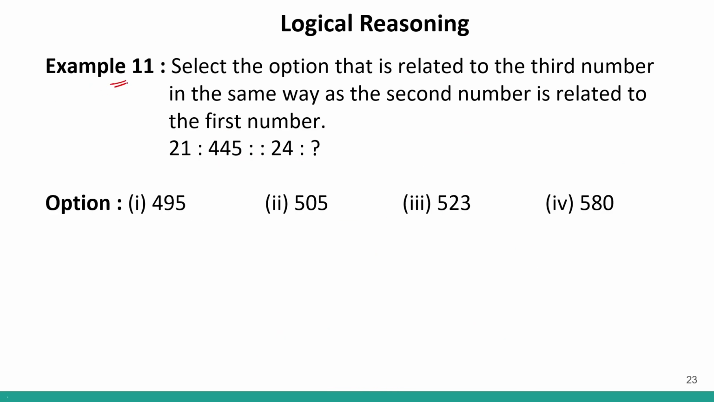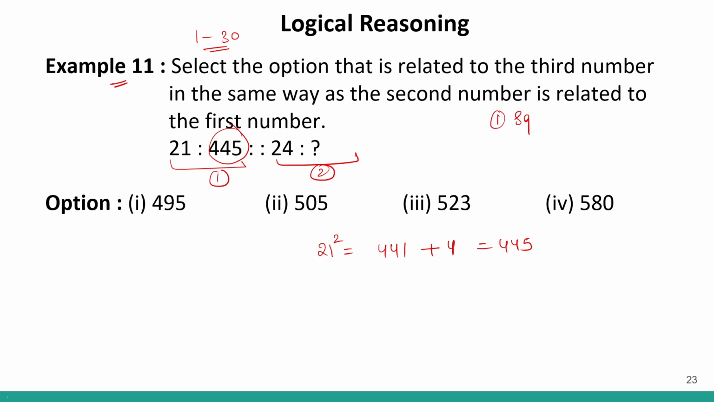Then example number 1. Analogy is given to us. This is the first pair and this is the second pair. Now, if you know squares, because I told you to remember squares from 1 to 30, you would know that 21 square is 441. And this number is very close to 441. This number is basically plus 4. So 445. So basically I have used two different operations. First operation was square the number and second operation was add 4. Only these two operations are being done.